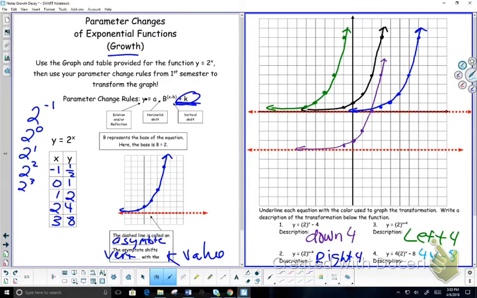So let's think about what that's going to do. You have a y value, so I got my curve, and if I multiply those y values by 4, is it going to do this, or is it going to do this? It's going to stretch. So you've got to stretch by 4.